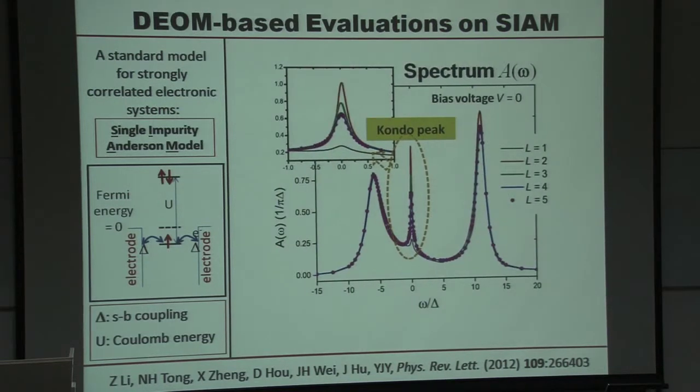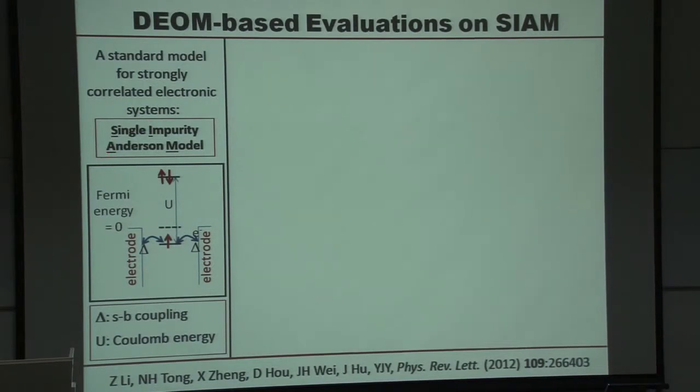Basically, this is a strong correlation system. You consider the single impurity Anderson model. The electron state is buried below the Fermi energy. After double occupation, because of the Coulomb interaction, the energy can be higher. In between there is an energy gap.